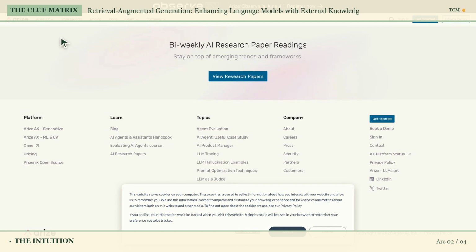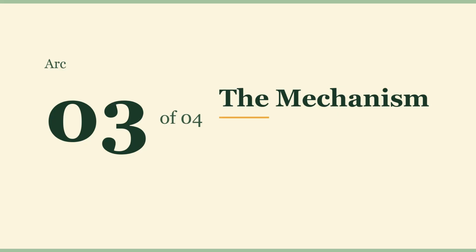Now that we have the intuition, let's go back to the original paper and see the specific components and mechanisms Lewis et al. proposed to achieve this differentiable retrieval and generation. Time to look under the hood. How did they actually build this system to combine an LLM with external knowledge?